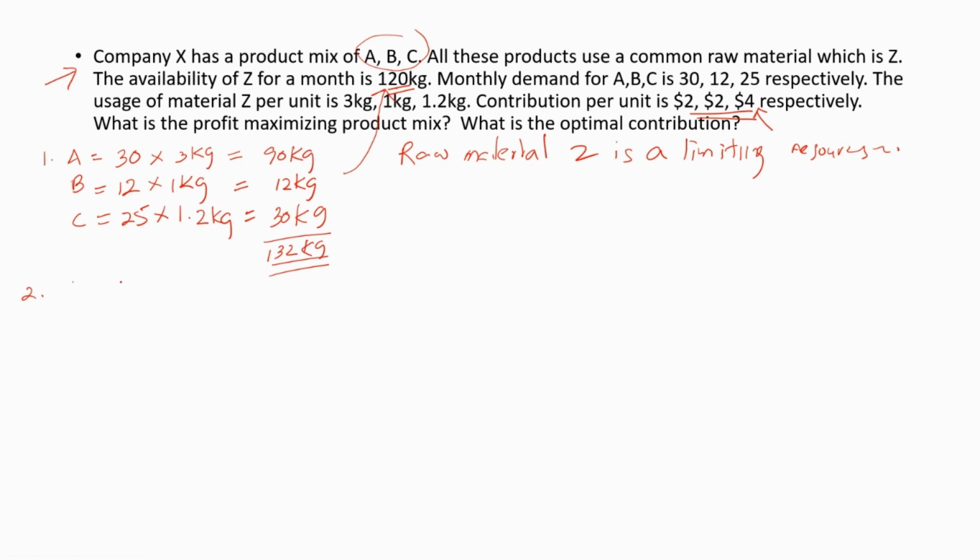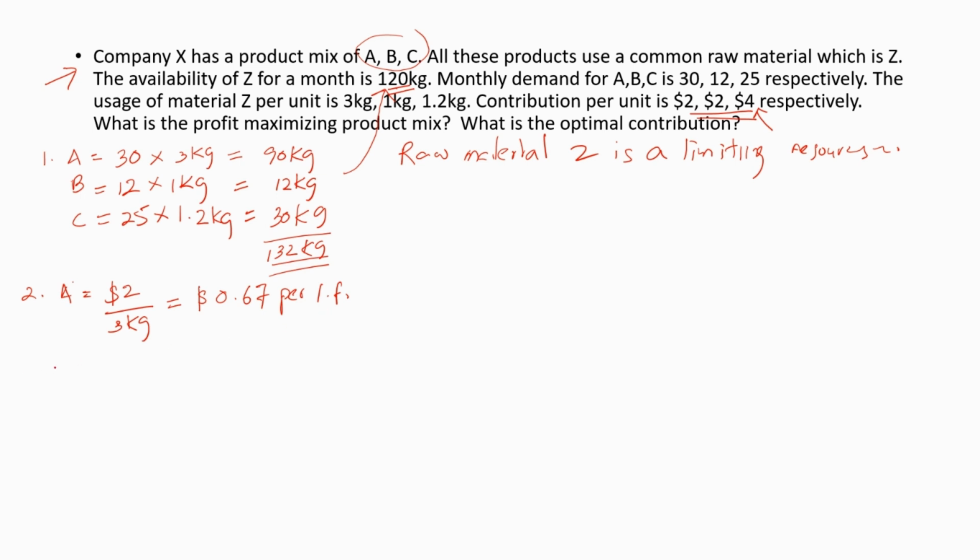This is how we do this. For product A, the contribution per unit is $2. What we have to do is calculate the contribution per limiting factor. So we have to divide this value by how much limiting resource product A is using. Product A is using 3 kilograms of raw material Z. This gives us the contribution per limiting factor of 0.67. This is really important. This is what we have to calculate for each product.